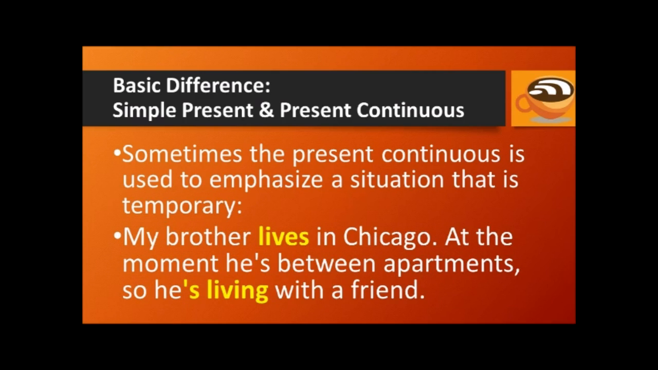My brother lives in Chicago. At the moment, he's between apartments, so he's living with a friend. Living with a friend is a temporary situation, so we use the present continuous.